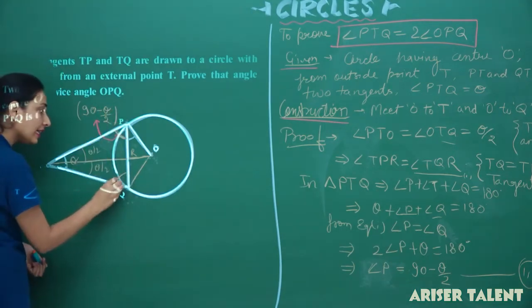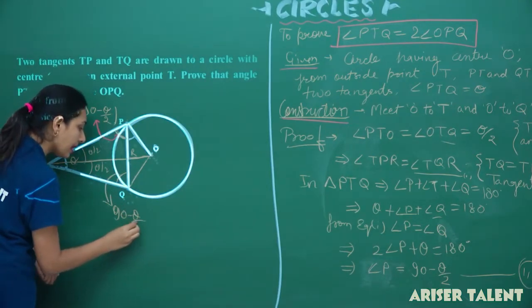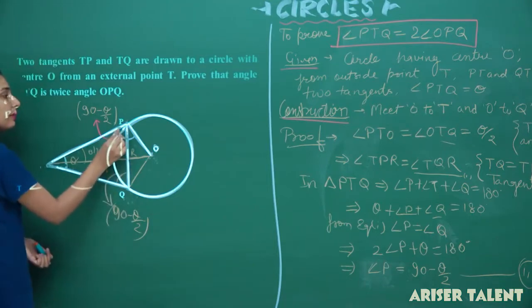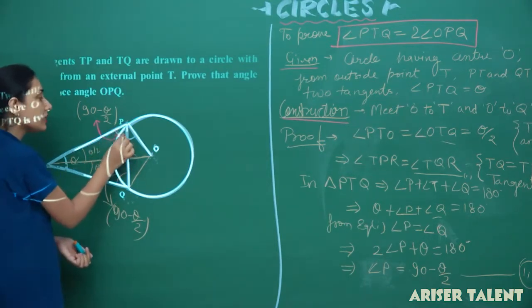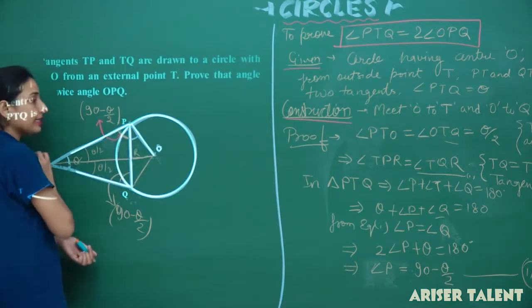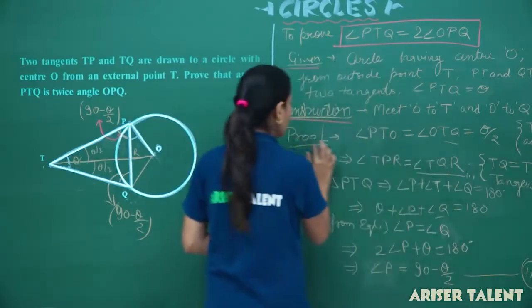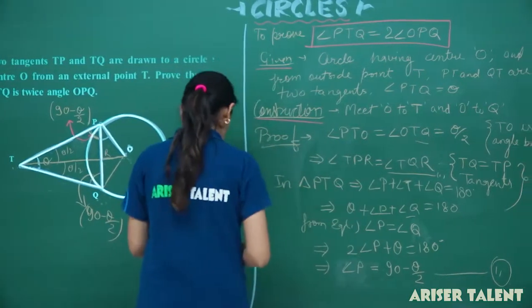Now these both angles are similar, so this is also 90 minus theta by 2. But I am more concerned with this, because I have to take the relationship of this with this angle. So now I am clearing it till here. Okay, right from here.